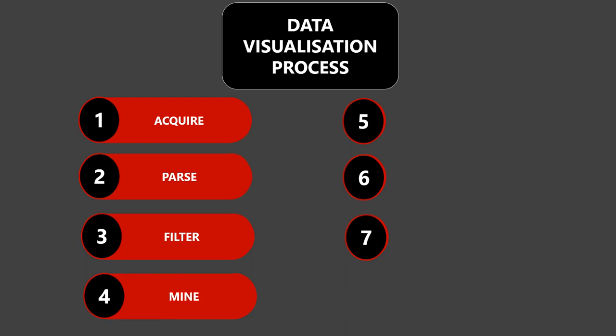5. Represent. Choose a basic visual model such as a bar, graph, list, or tree. 6. Refine. Improve the basic representation to make it clearer and more visually engaging. 7. Interact. Add methods for manipulating the data or controlling what features are visible.